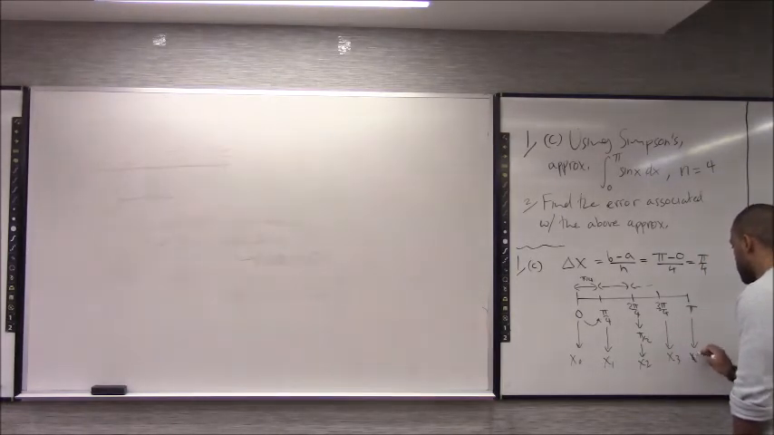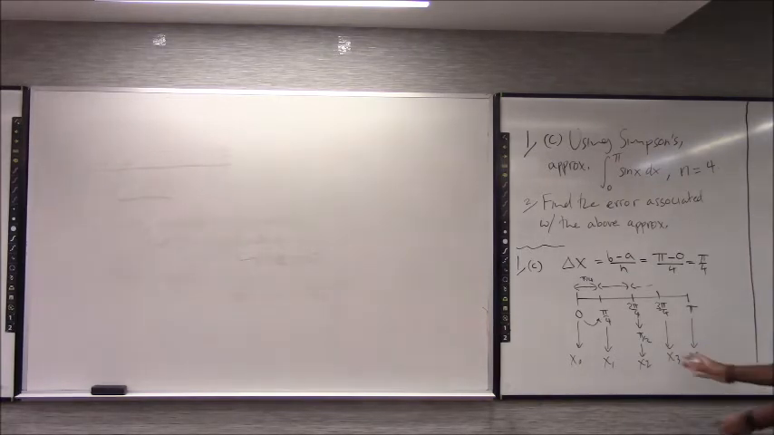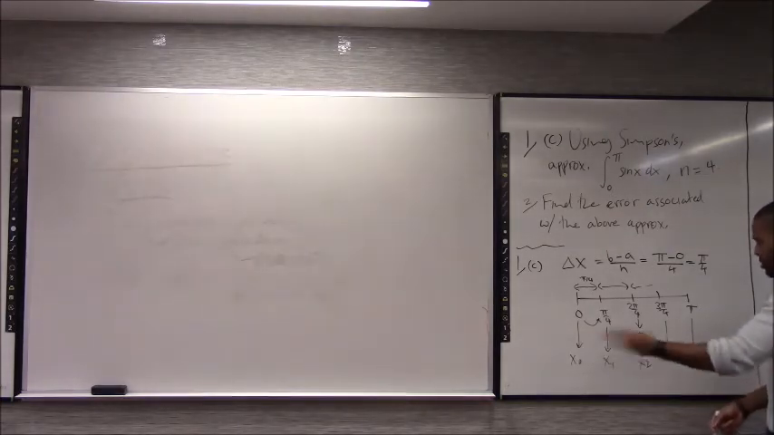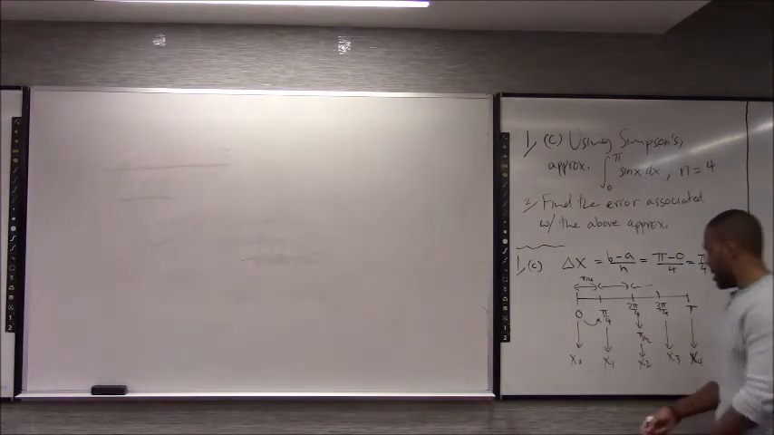And now remember, Simpson's rule uses all the values, so there's none that are left out of it. So remember with the right hand and left hand rule from Calc 1, we actually left off some of them, but Simpson's is going to use everybody.